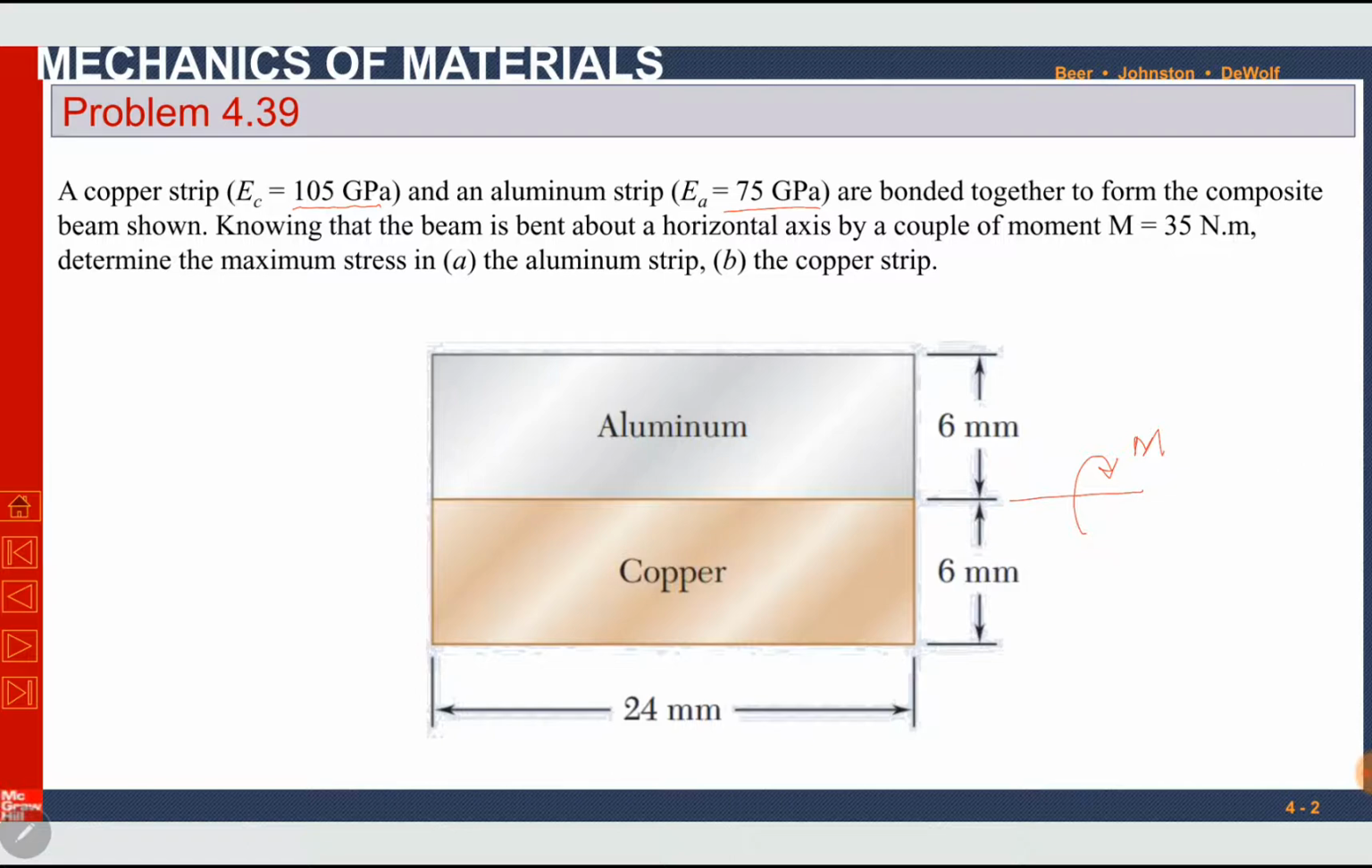We know that maximum stress always occurs at the outermost surfaces of the cross section. So for aluminum, maximum stress will occur at the outermost surface here, at this surface, and for copper it will be at the outermost surface of copper.